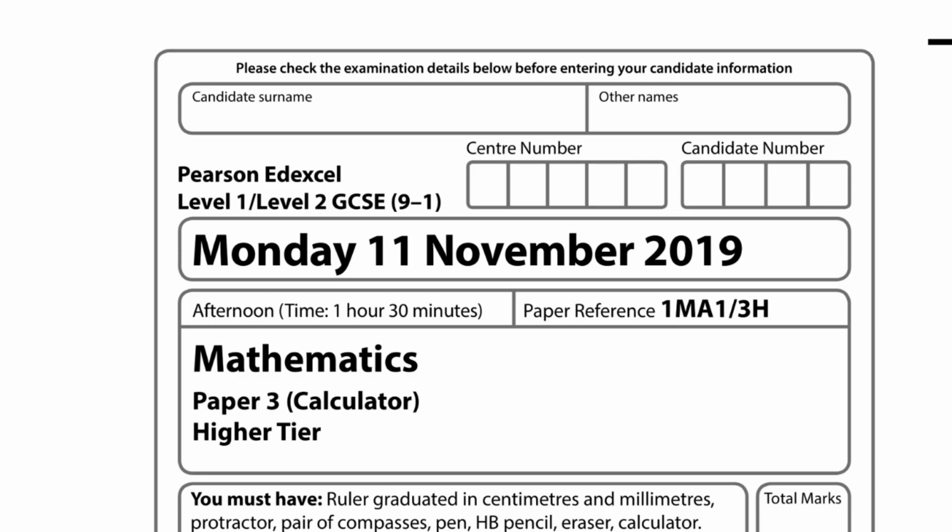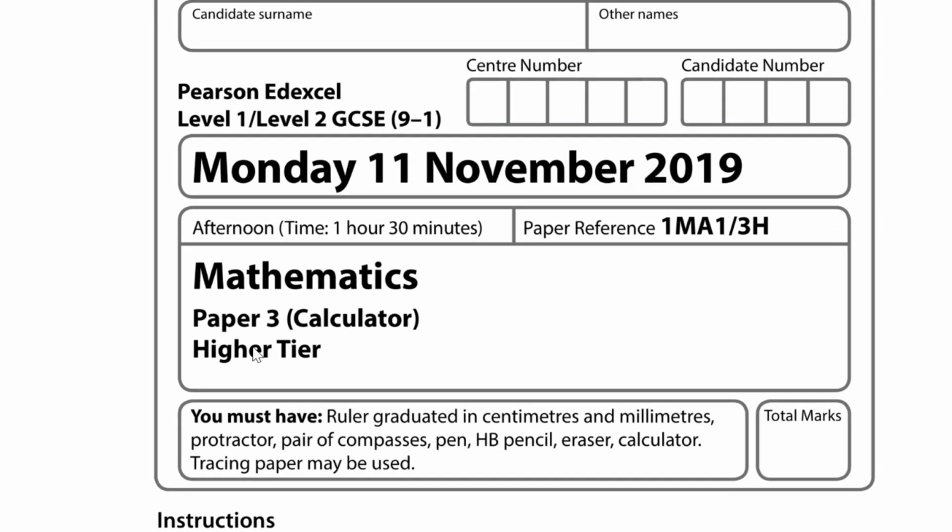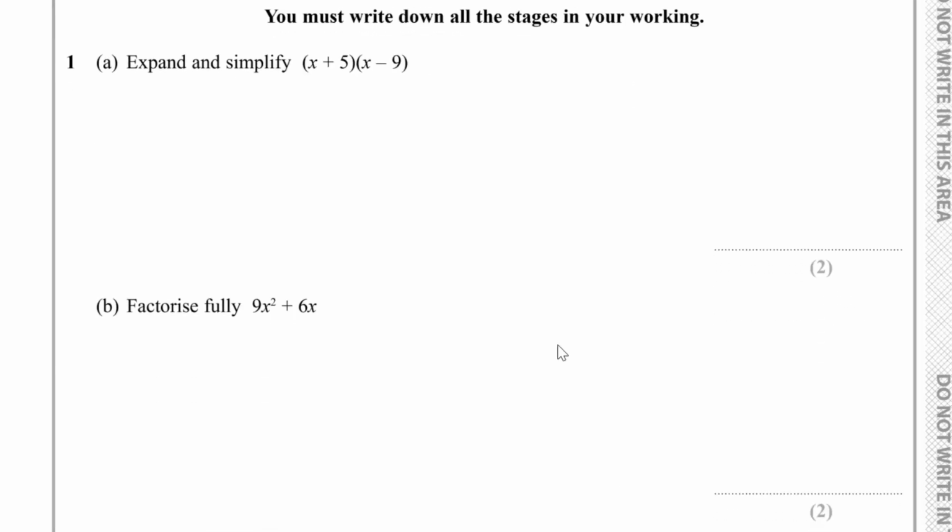Hi guys, this is the Edexcel GCSE 9-1 Maths Paper 3 from the higher tier, and it's from the November 2019 series. Okay. Question number 1. We have to expand and simplify (x + 5)(x - 9).